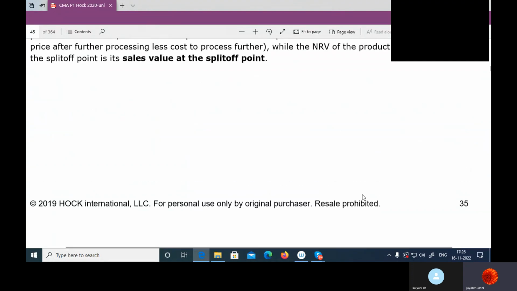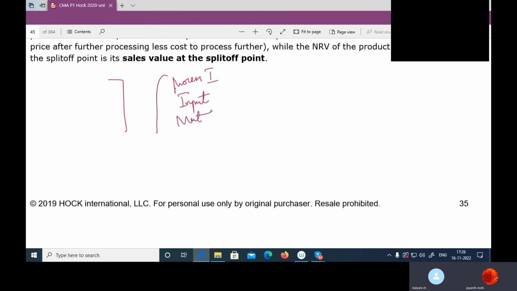Now I'm still making that diagram. So we were here, process 1, and we use inputs. Now I'm finishing the concept and explaining to you the motive of studying this chapter. We understood what is joint product and byproduct. Now why are we doing this? Why are we studying this chapter? That is what we are going to discuss.